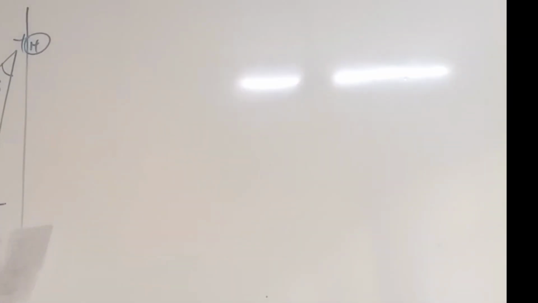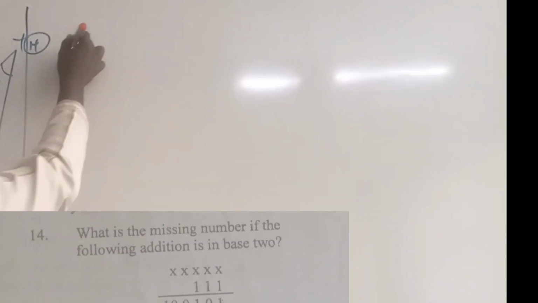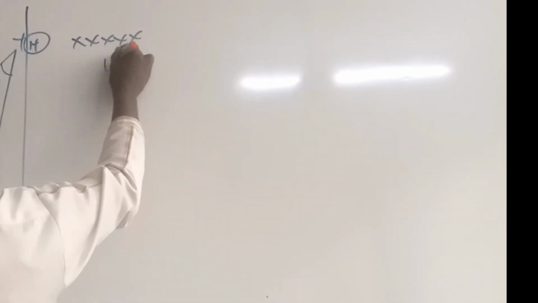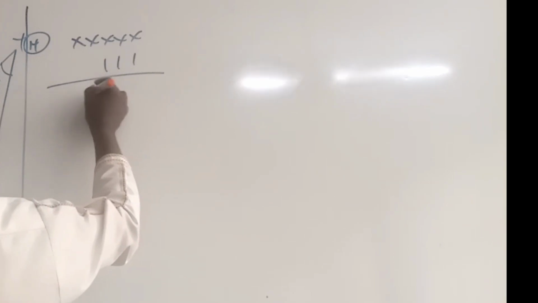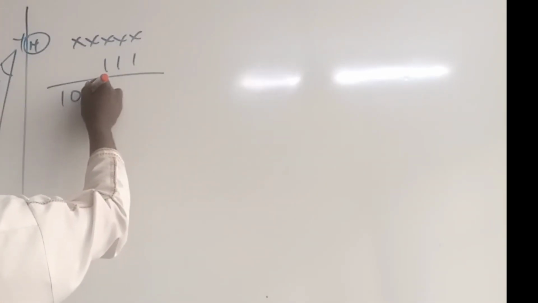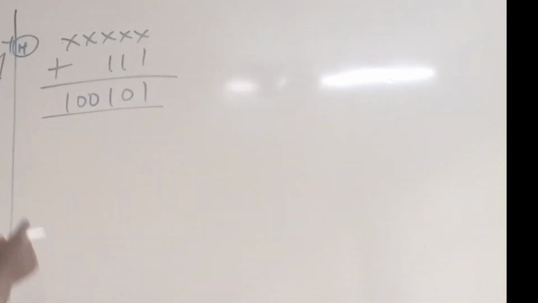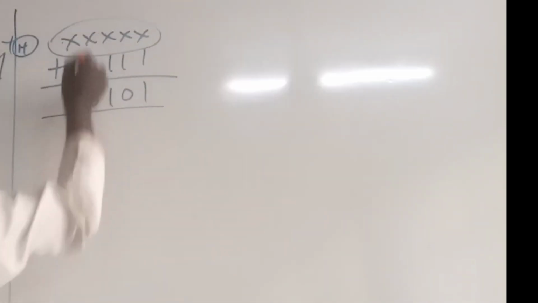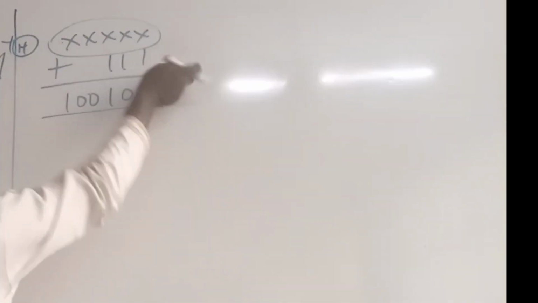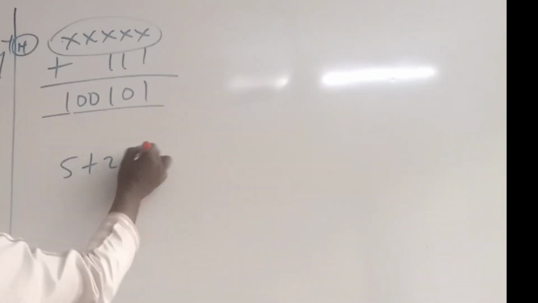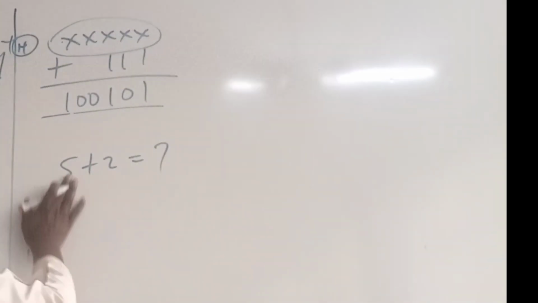What is the missing number if the following addition is in base 2? We have this: 111 and 10101. We want to look for this. Since what we have there is addition, we subtract this from this because this is bigger than both of them. Are you with me? Just like in case of this, 5 plus 2, that gives what? 7. So this is now omitted.